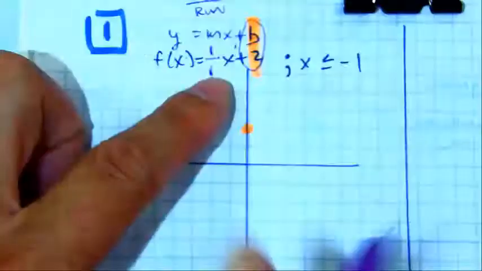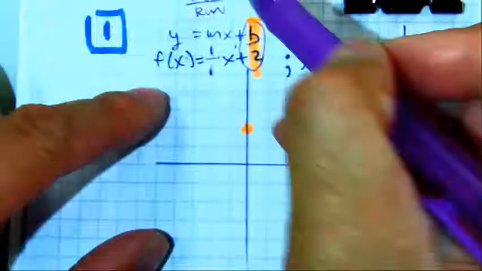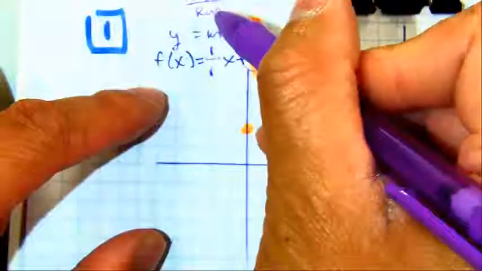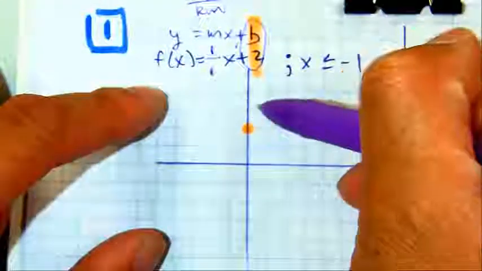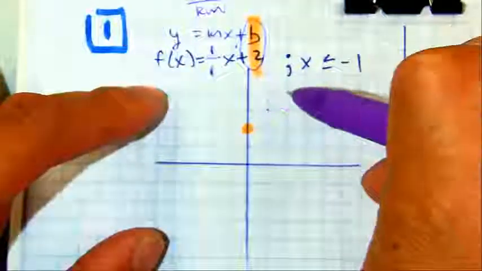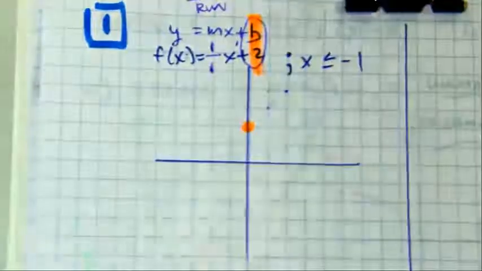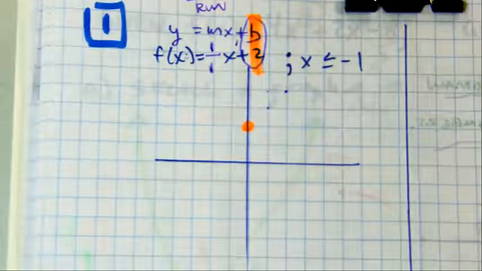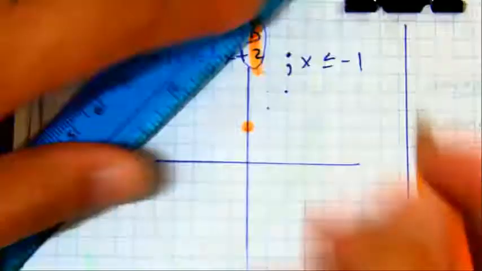It's saying start at this point, you're going to rise of 1 and run of 1. Going up 1, right 1. Up 1, right 1. Okay, I'm going to do that in pencil. And I have graphed a line.